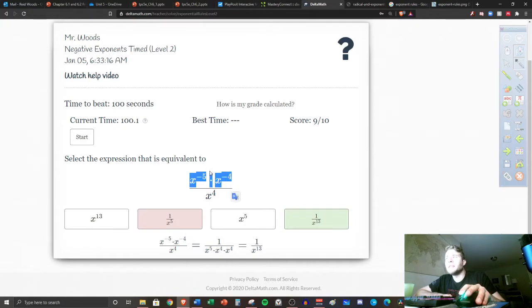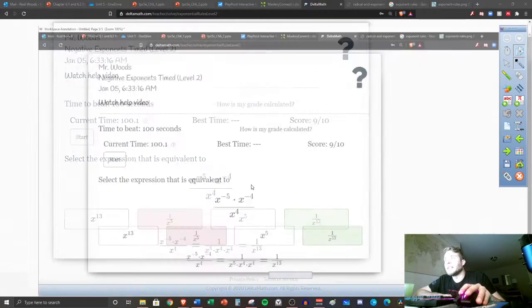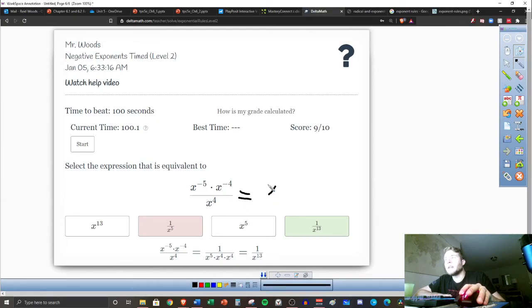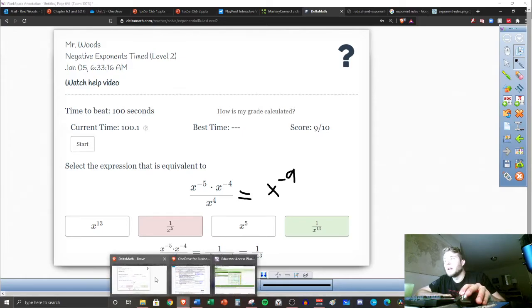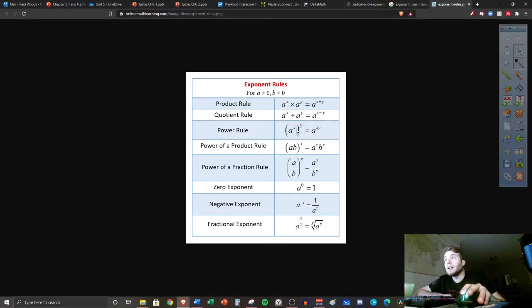I should have combined these. So that'd be negative 9 on top, move it to the bottom, and then combine it. So let me show you sort of what I mean by that. In my head, I would have said, okay, x to the negative 9, because I can add those exponents per this property right here, the product rule, add them, right?